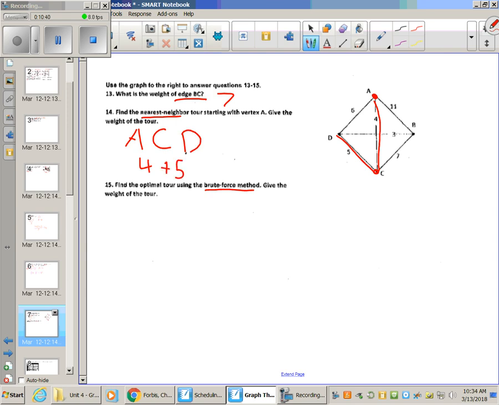Alright, trying to go to every single city. There's only one left, so we're going to B with 3. And then finally we got to go back home in order for it to be a Hamilton circuit. So we're going back to A with 11.